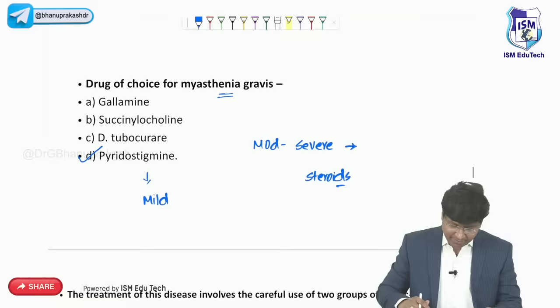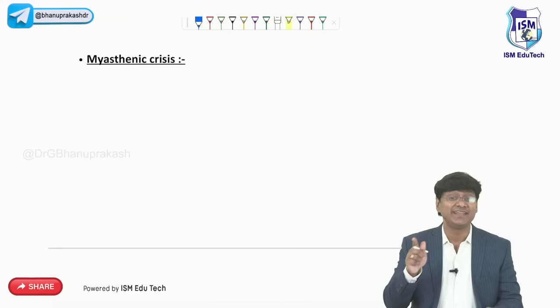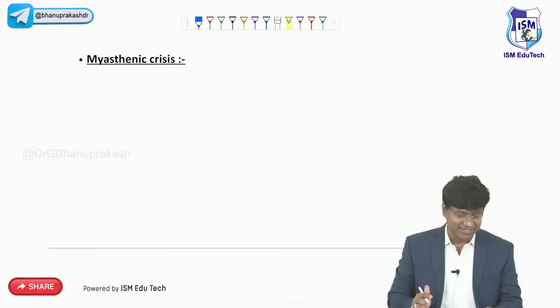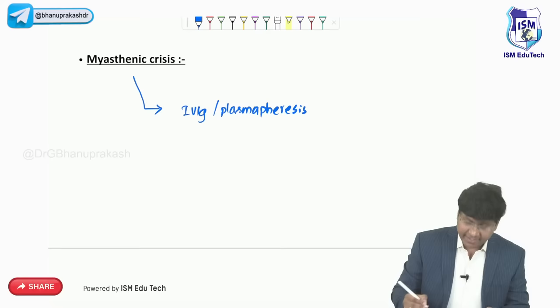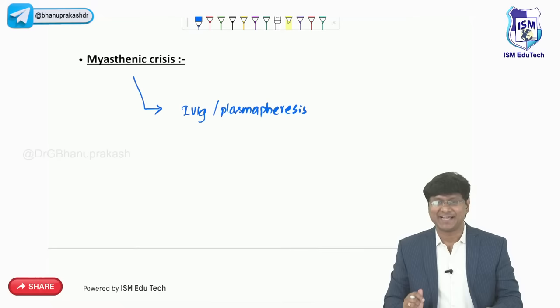And one point related to myasthenia gravis is that you need to know about myasthenic crisis. Myasthenic crisis is where the individual will develop respiratory failure and may die because of type 2 respiratory failure. How is this myasthenic crisis treated? The myasthenic crisis is best managed with intravenous immunoglobulin or plasmapheresis. Whereas in myasthenia gravis, we give steroids. But for myasthenic crisis, where there is development of respiratory failure, that is best managed with intravenous immunoglobulins.